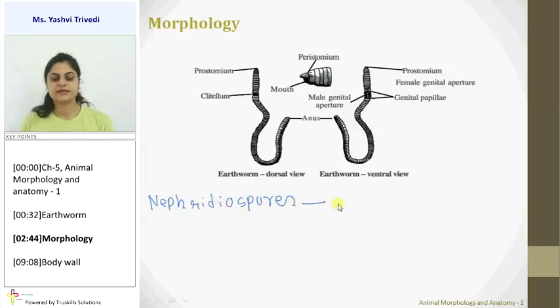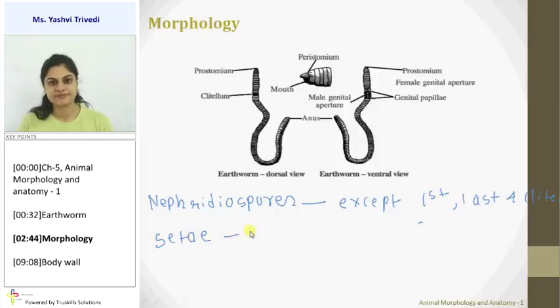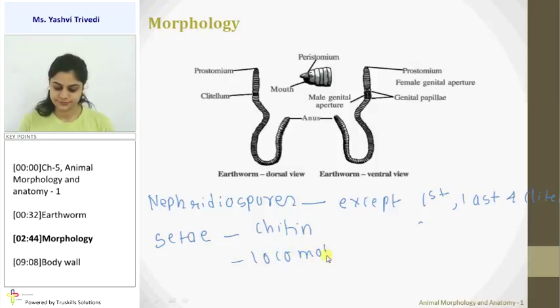These nephridiopores are present in each and every segment of the earthworm except the first, the last and the clitellum. They also have setae in the intersegmental septa of each segment. They are made up of chitin, and they are the organ used for locomotion of the earthworm. So this is all about the morphology of the earthworm.